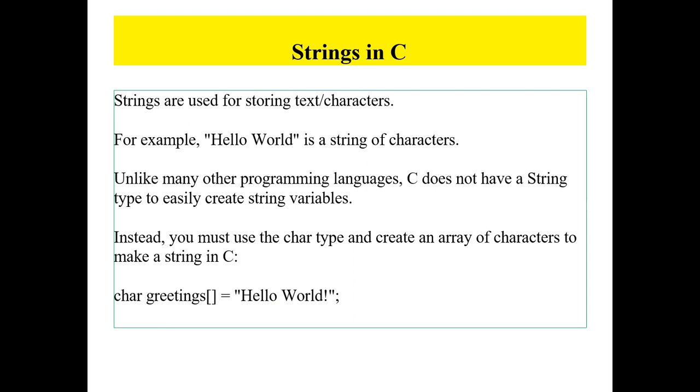Unlike other programming languages, C does not have a string type to easily create string variables. Instead, we have to use the char type and create an array of characters to make a string in C. For example, in this particular example, the greetings variable, which is of array type, can store a sequence of characters, which is a string.